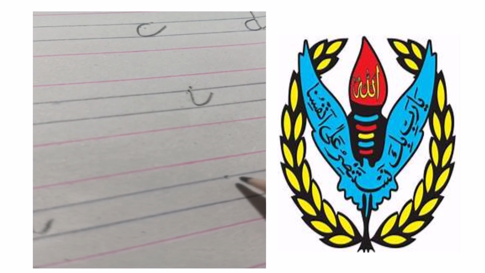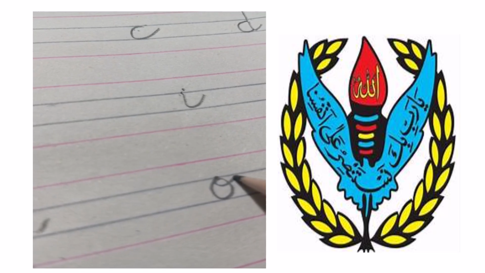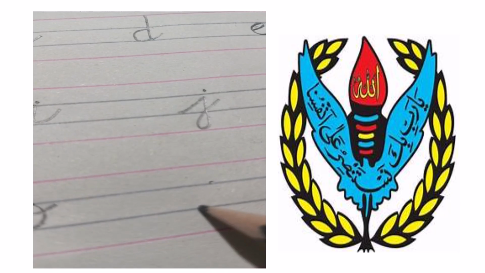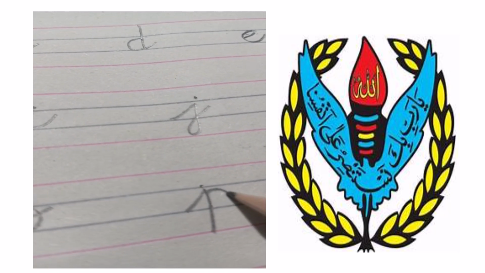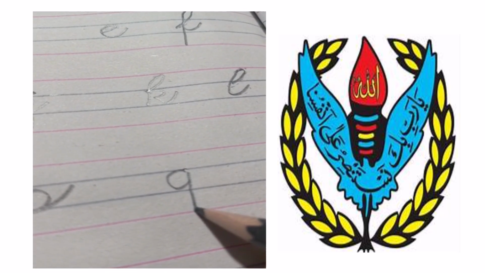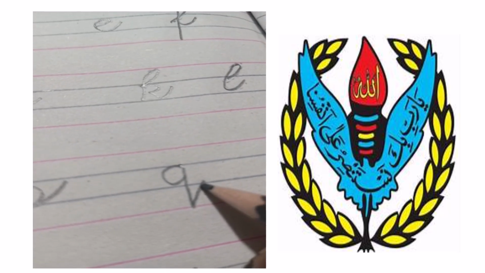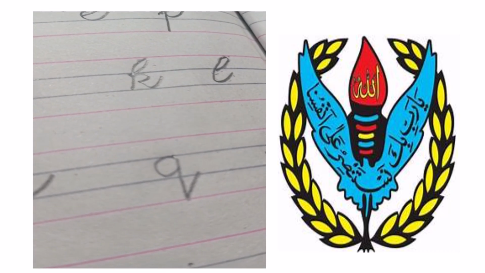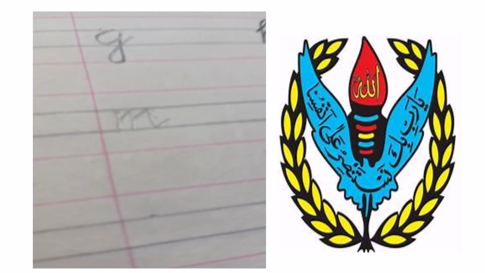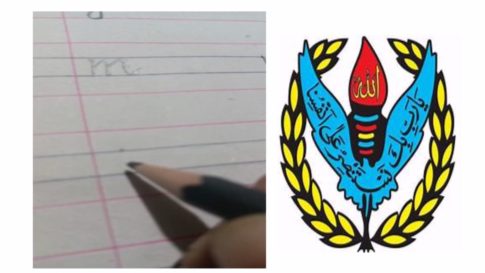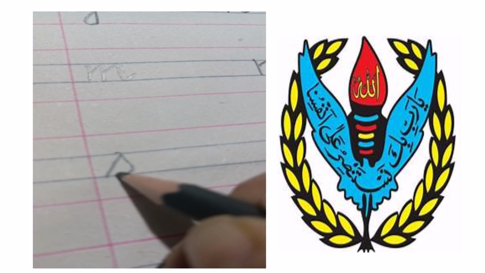After N, we are going to write O. Then, after O, there is P. Like this. After P, there is Q. Make a joining line. After Q, there is R. There's again a tail. What comes after R? S. Like this.